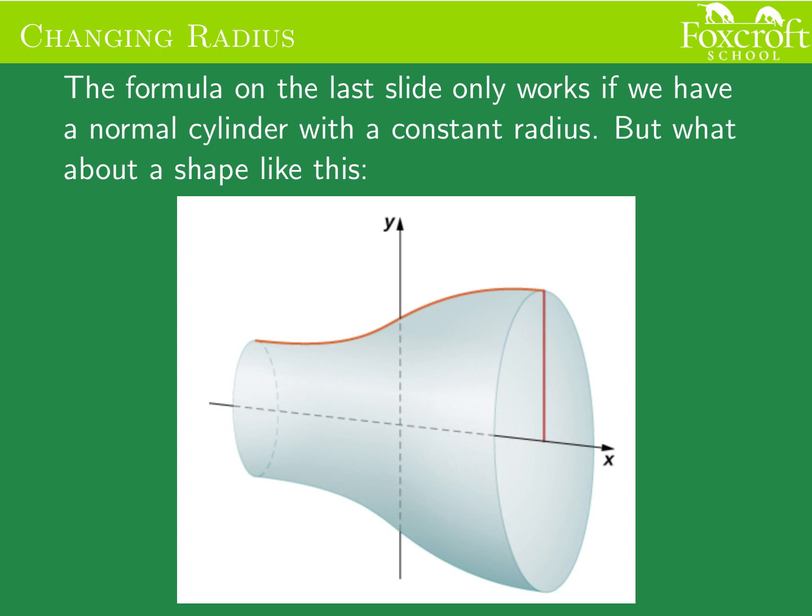But what happens if we want to find the volume of this thing? It's kind of cylindrical in the fact that it's a bunch of circles, right? It has a circle down here as one end, and it has this circle up here as another end. So there's some cylinder stuff going on, but it's not exactly just a single cylinder. We can't just use exactly that formula from the last slide.